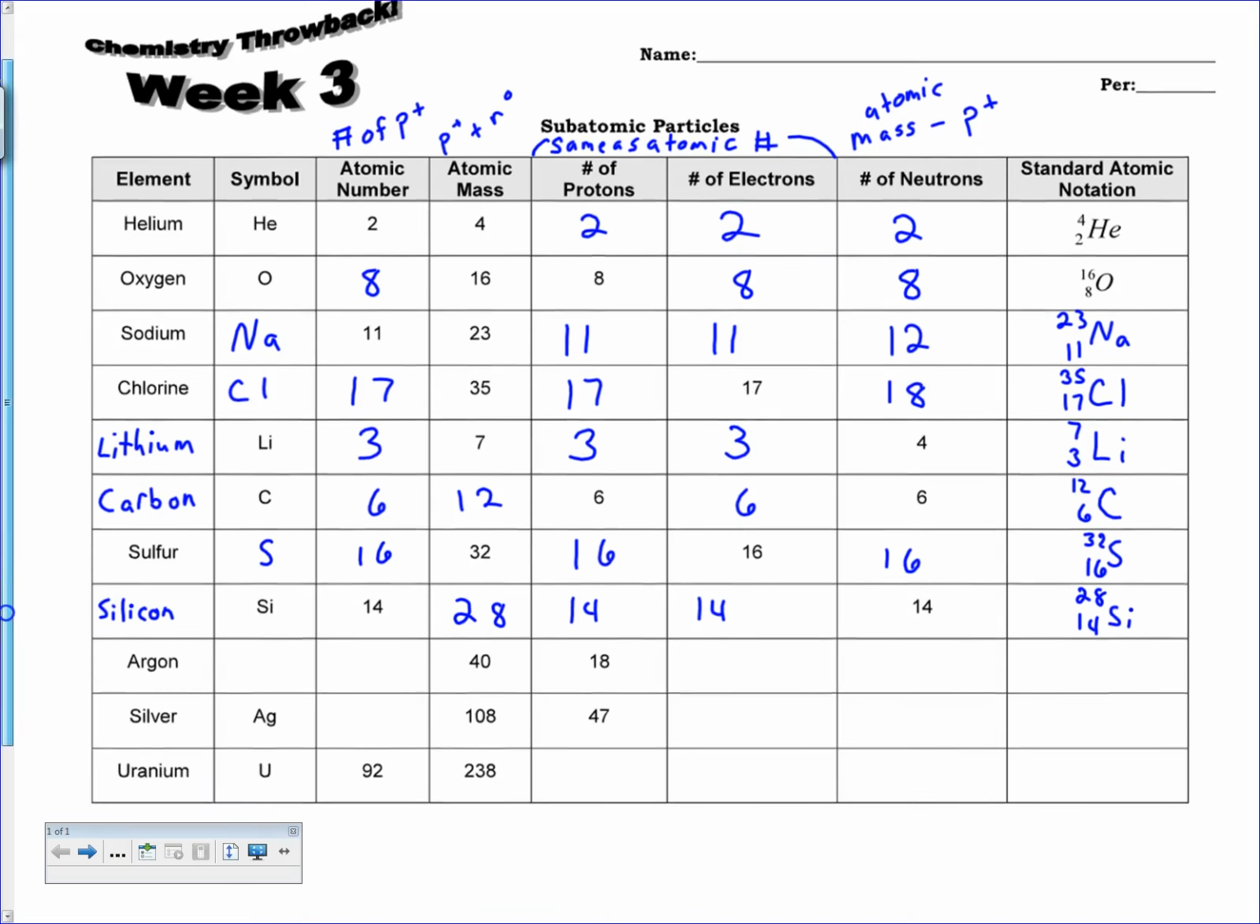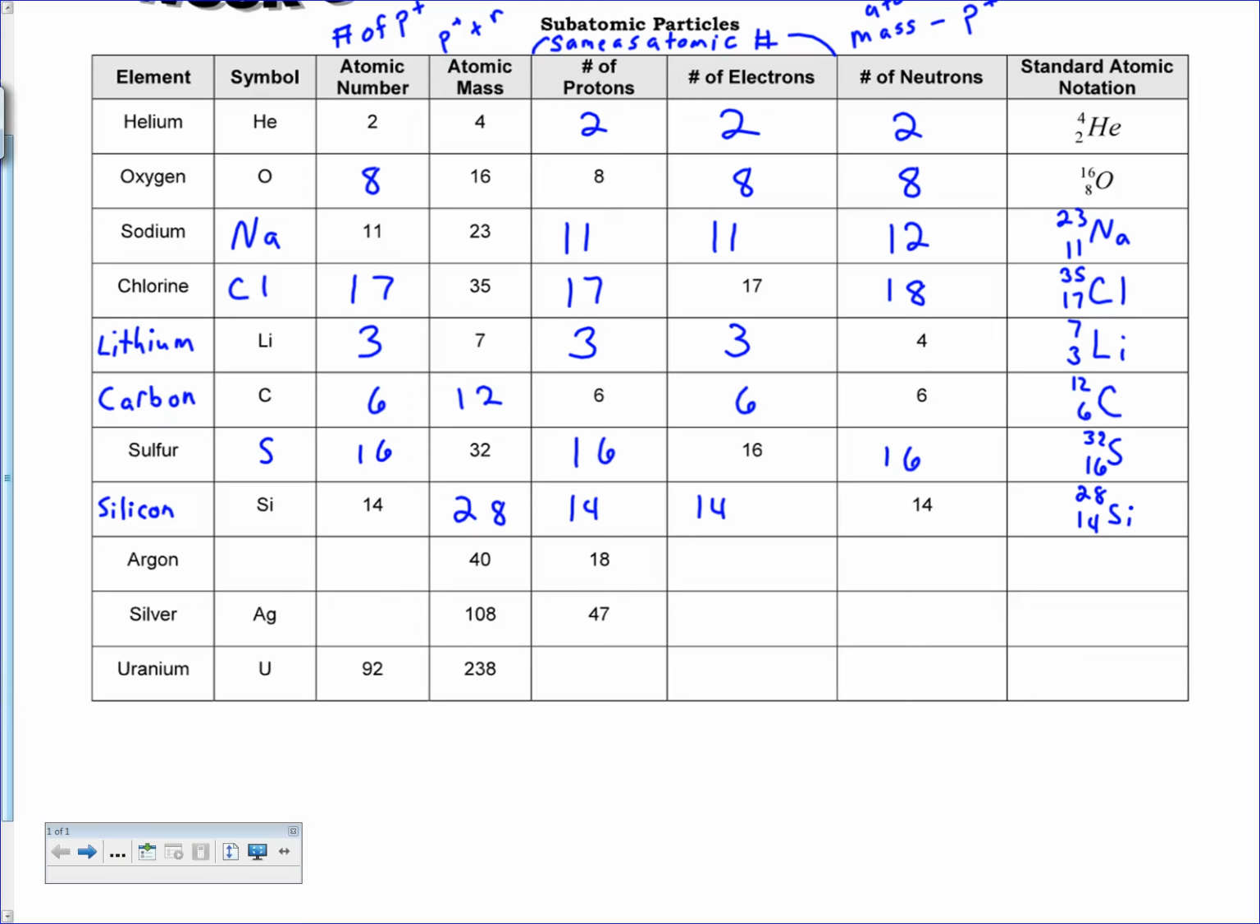Continuing on here with argon. Argon, if you look it up on the periodic table, it's Ar. It's atomic number 18, which means it has 18 protons and 18 electrons. Okay, to try and find here the number of neutrons, we have to take the mass and subtract the protons. So 40 minus 18, what we get there is 22. So 22 neutrons to make up the remaining mass that we need there. This is argon, so it's Ar. And then the atomic number is 18. The mass number is 40.